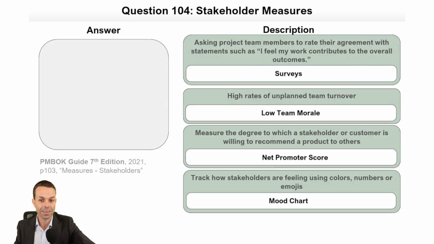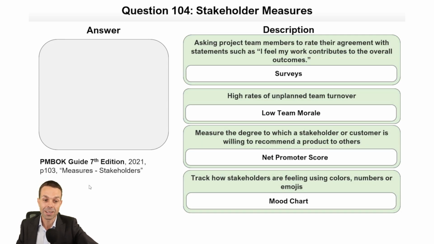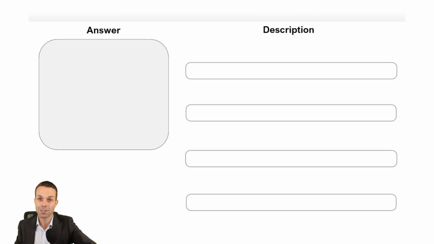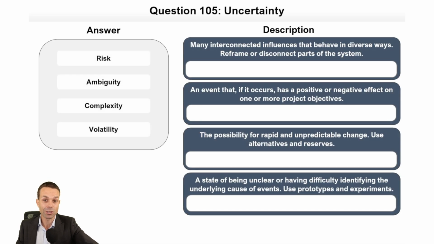And let's check. There we go. PMBOK Guide 7th edition, under page 103, measures stakeholders. So that's a really, really good thing to check in with our project team. Uncertainty. Many interconnected influences that behave in diverse ways, reframe or disconnect parts of the system.